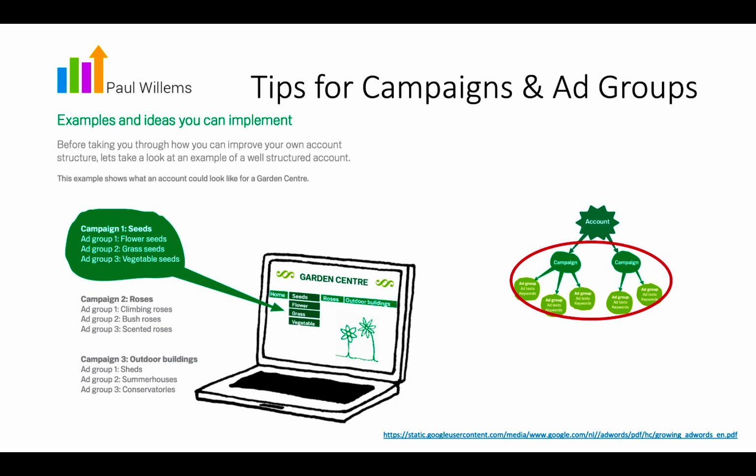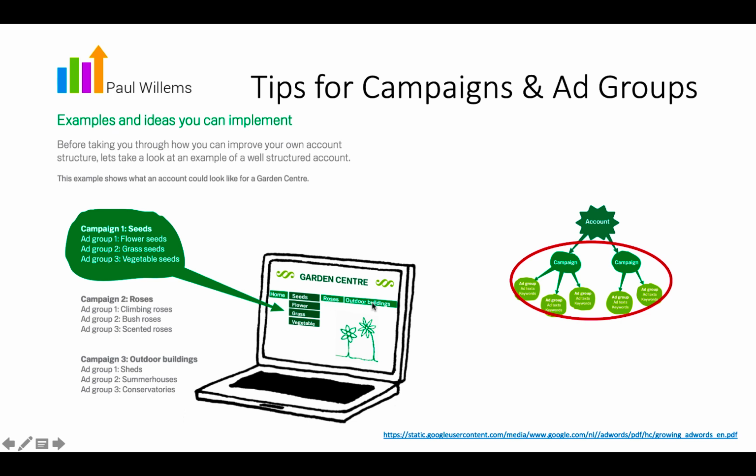Next up are the tips for the campaigns and the ad groups. If you make a campaign and an ad group, make sure it fits the structure of your website. In this example, there's a website of a garden center, and you can see that the structure of the menu is home, seeds, roses, and outdoor buildings, and below seeds there are flower seeds, grass seeds, vegetable seeds. The structure of your campaign can be really good like this. Campaign 1 can consist of seeds, campaign 2 can consist of roses, and campaign 3 can consist of outdoor buildings. So it fits the structure of your website really well.